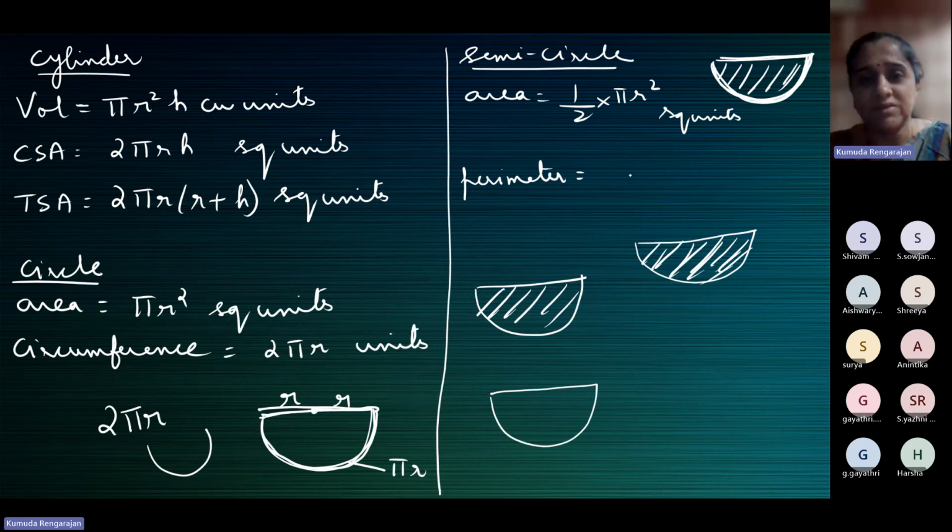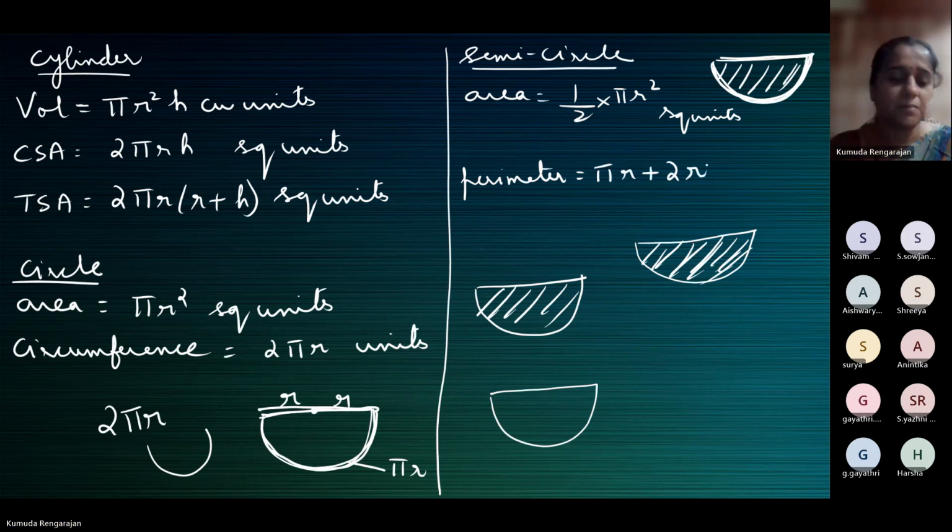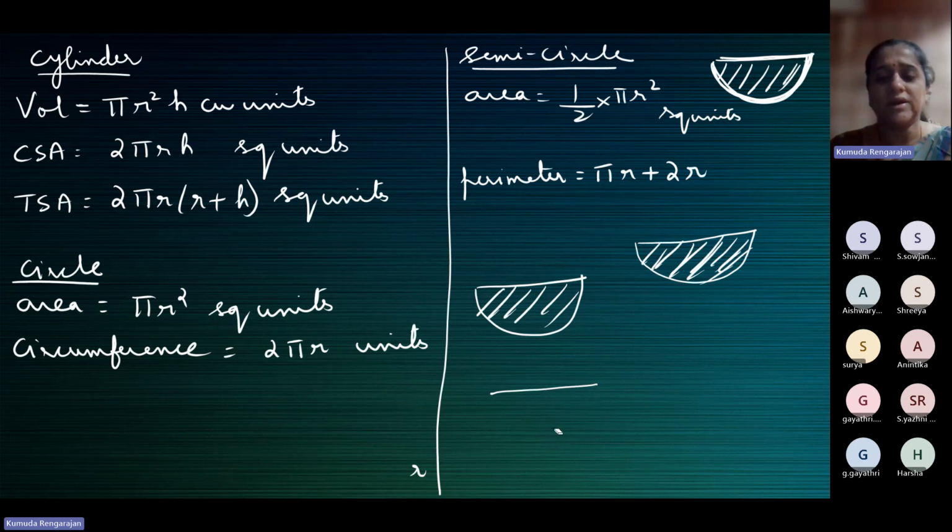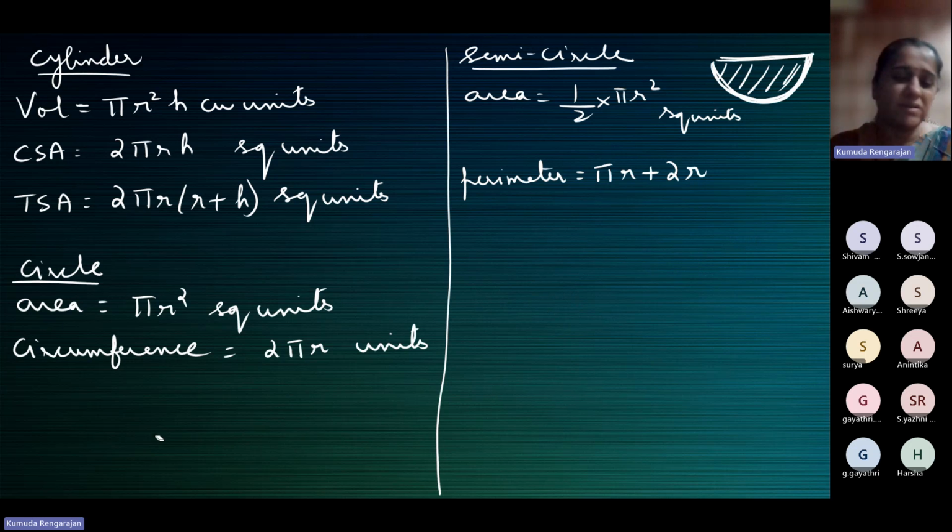So the perimeter of a semicircular region is pi r plus 2r. You can take r common and write it as r times pi plus 2, or 2 plus pi. But this understanding is important.